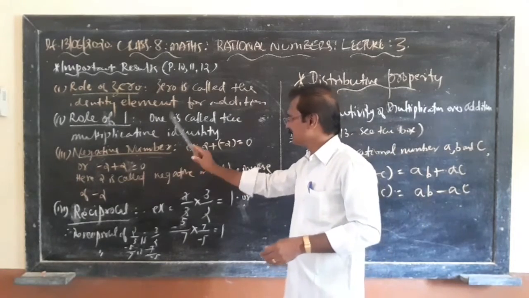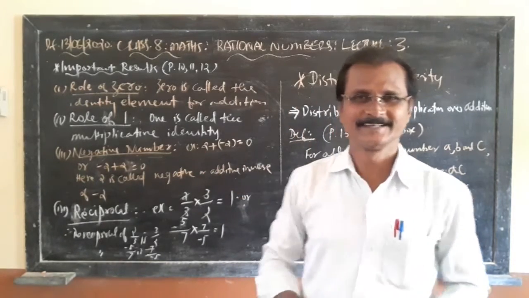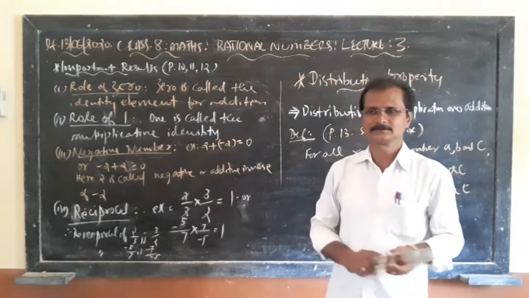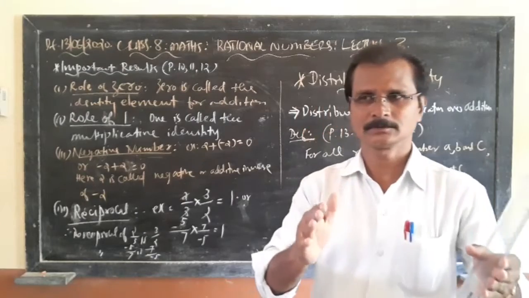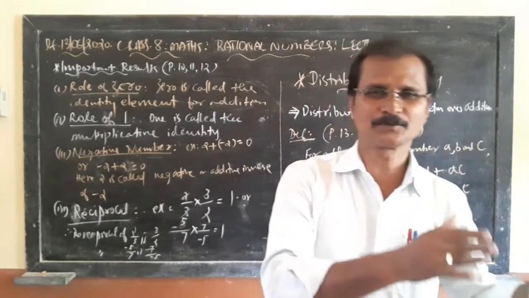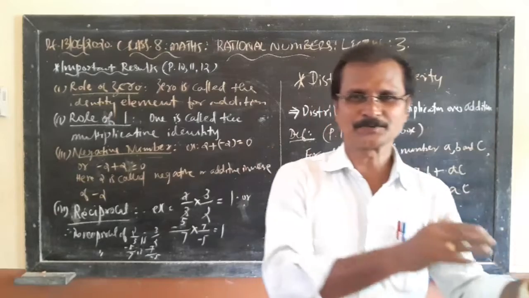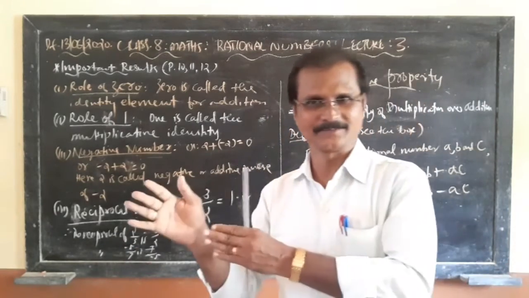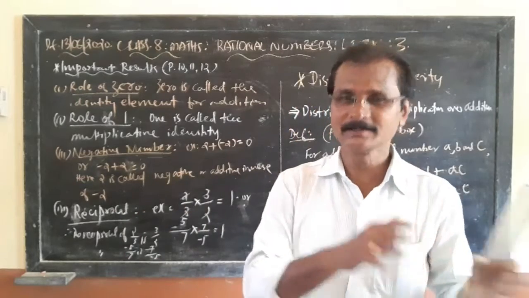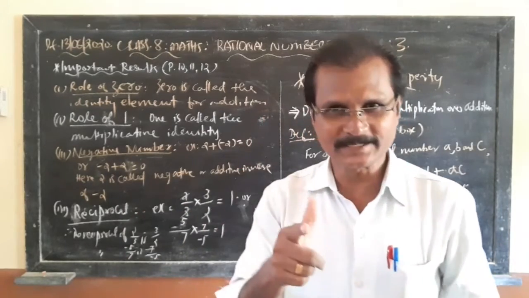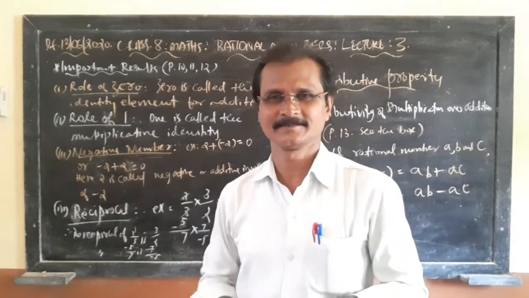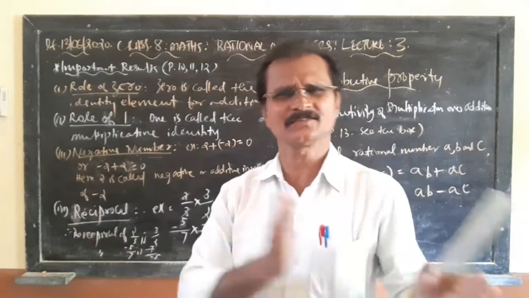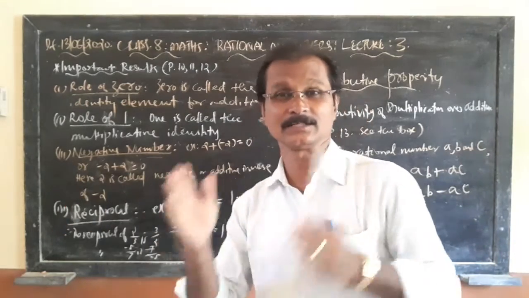Now the third one is negative number, that is, find the opposite number. Plus 2, then you say minus 2. Opposite of 2, minus 2. Opposite of minus 2, plus 2. Opposite of 5, minus 5. Opposite of minus 5, plus 5. Opposite of 10, minus 10. Opposite of minus 15, plus 15. Then you change the sign, plus, minus. That is the opposite number.